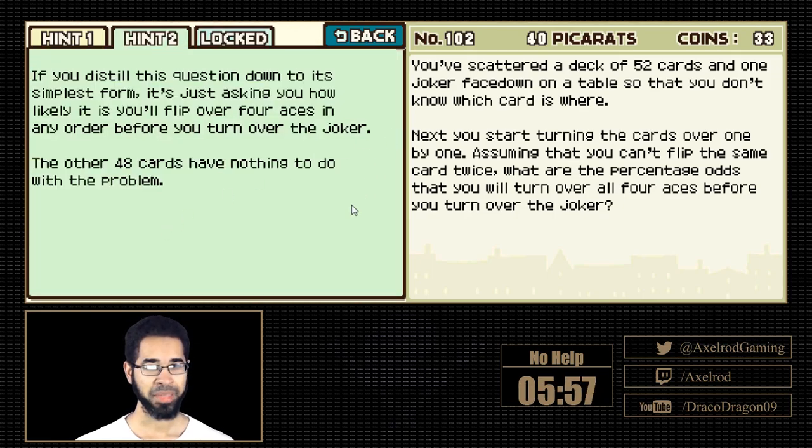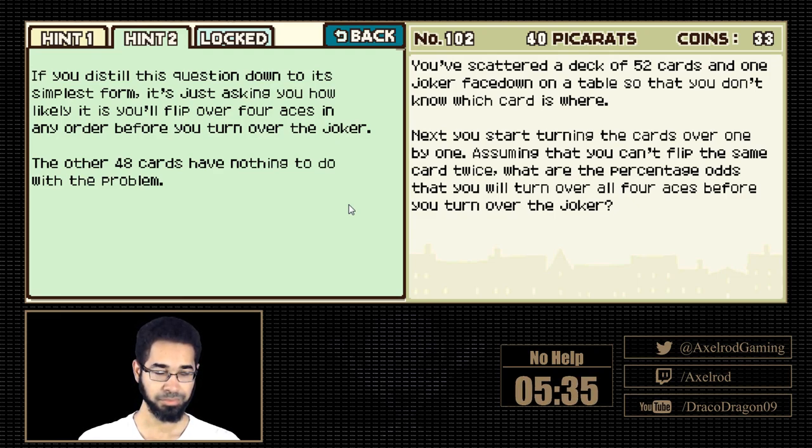I don't know. If you distill this question down to its simplest form, it's just asking you how likely it is you'll flip over 4 aces before you turn over the joker, in any order. The other 48 cards have nothing to do with this problem. So a 1 out of 5 chance. So 20% chance.